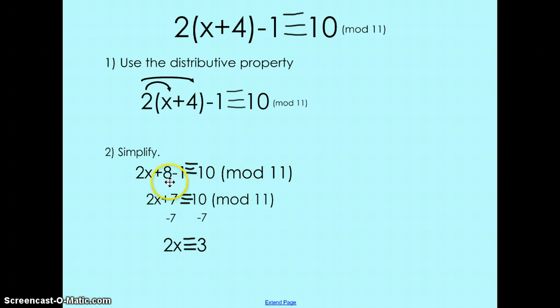Then we can simplify the 8 and the 1 because they're not attached to an x. So we get 2x + 7 is congruent to 10 mod 11. Our goal is to get the variable by itself on its own side of the equation, so we subtract this 7 from both sides. And we get a simplified equation of 2x is congruent to 3 mod 11.